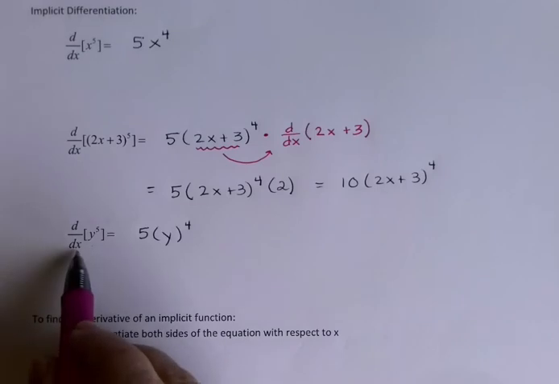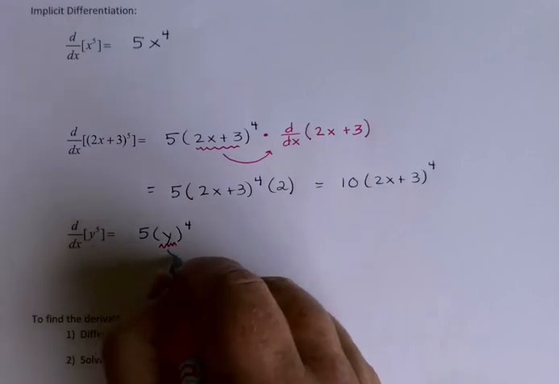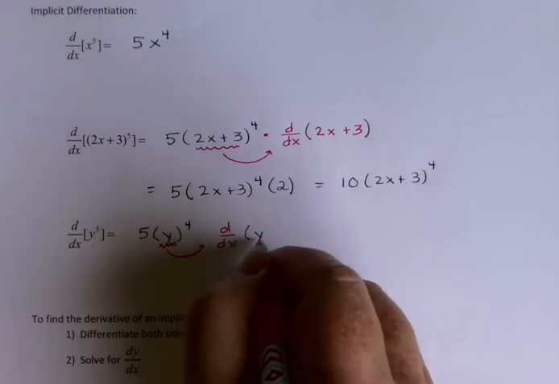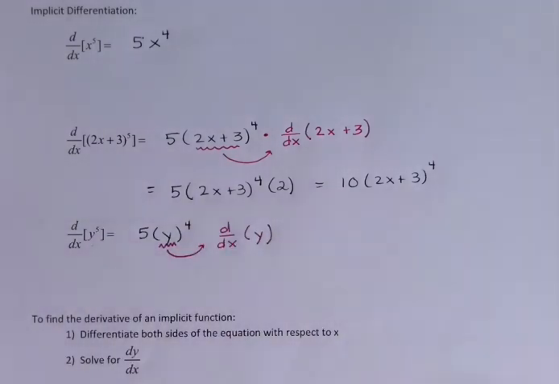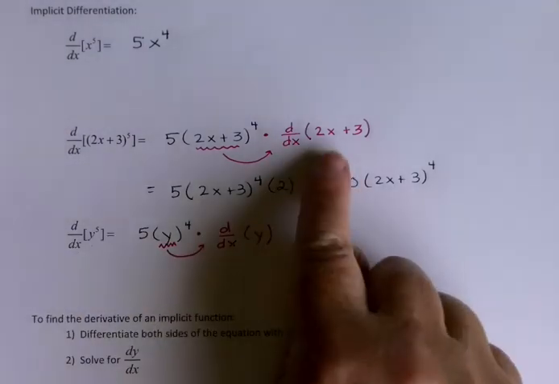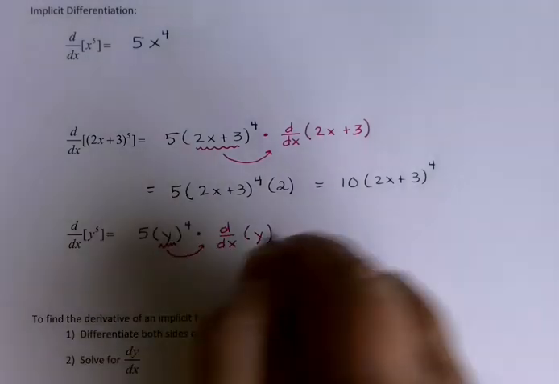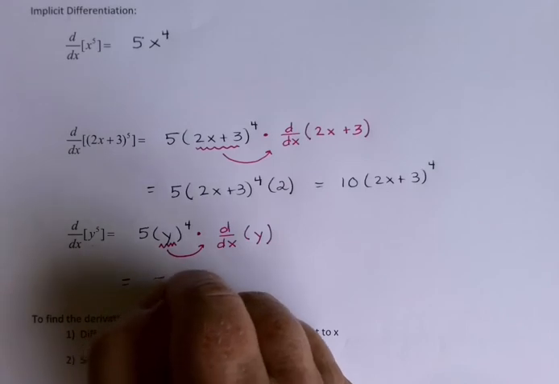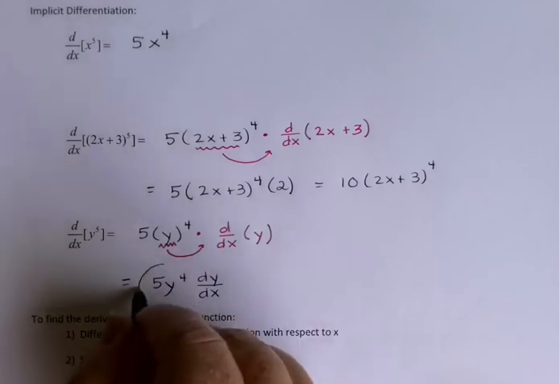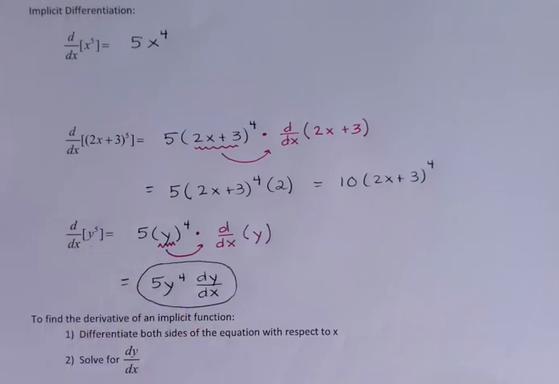But since the derivative was with respect to x, I have to think, well, y is actually some function of x. And so I'd have to use my chain rule and multiply by the derivative of that y. Now in this case, we don't know what the y is. So unlike above where I could actually do that derivative, the best I can do here is just leave that as a dy dx. And so my final answer here is going to be 5y to the 4th times dy dx. Implicit derivatives typically contain the dy dx term.